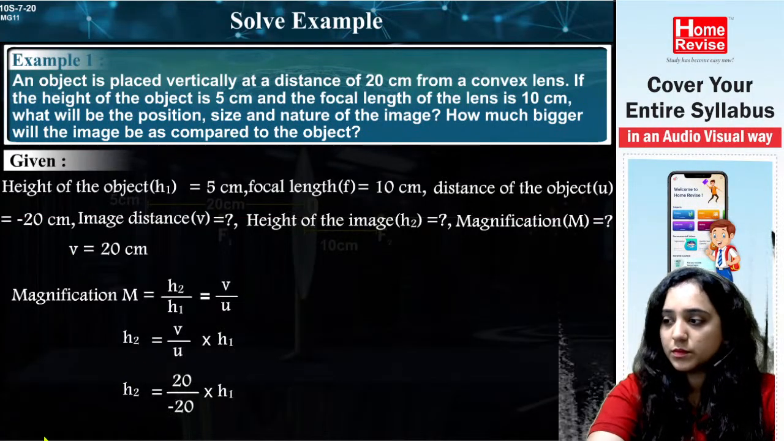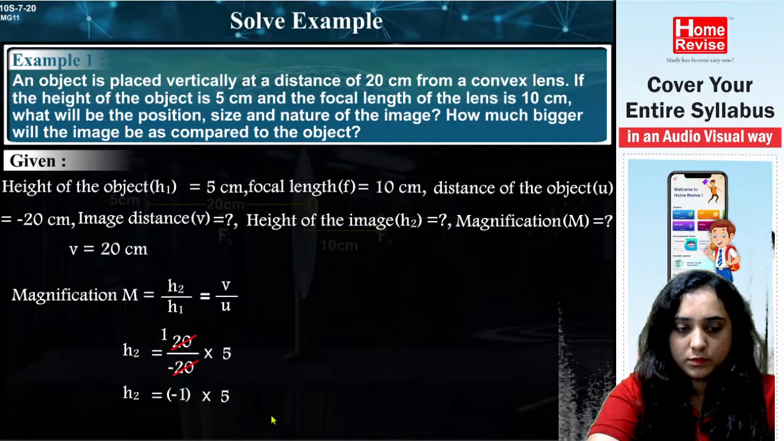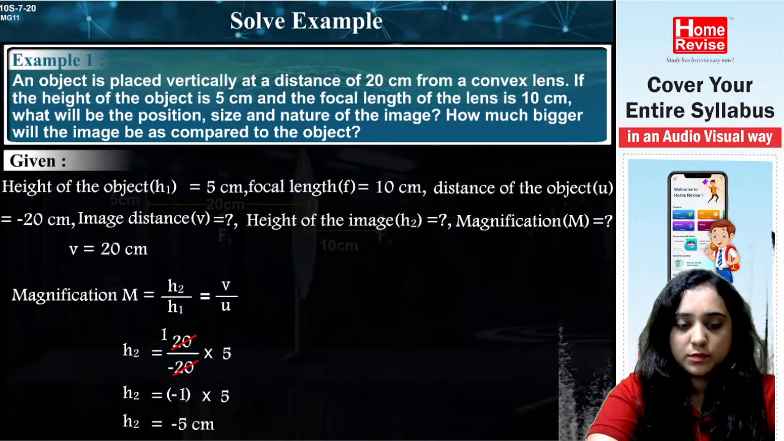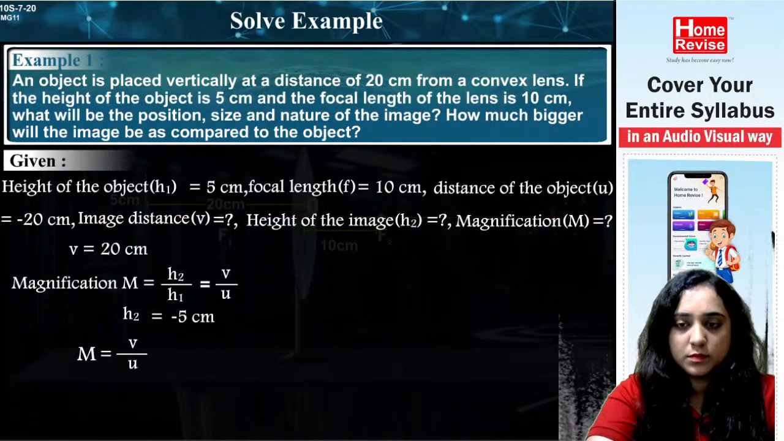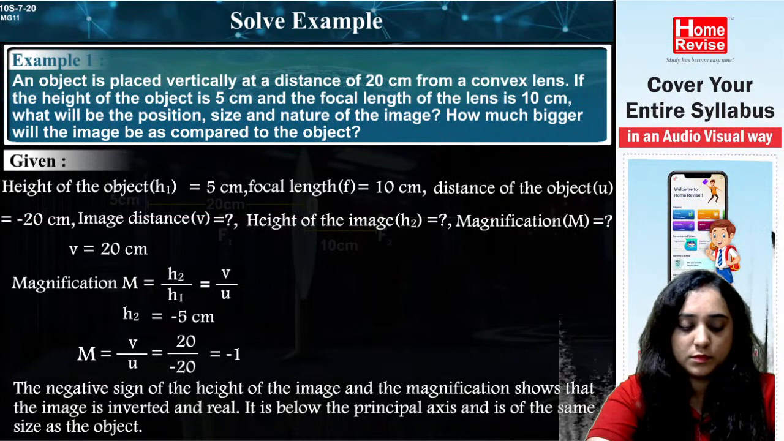Values: h2 is equal to 20 by minus 20 into 5. Further, h2 is equal to minus 1 into 5. h2 is equal to minus 5 centimeters. m is equal to v by u, which equals 20 by minus 20, which equals minus 1. Okay. The negative sign of the height of the image and the magnification shows that the image is inverted and real. It is below the principal axis and is of the same size as the object.